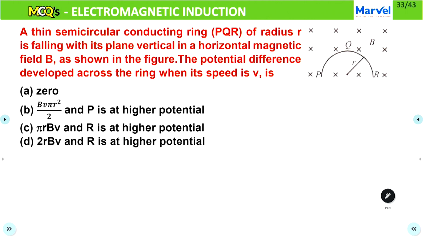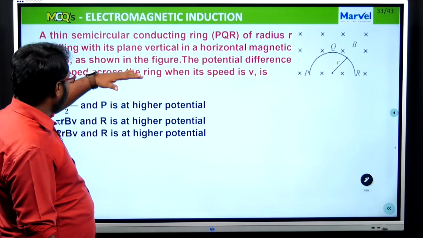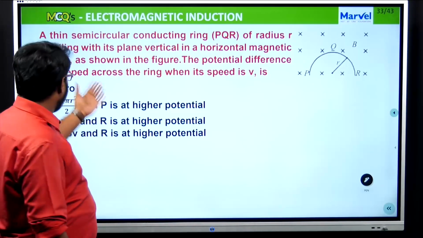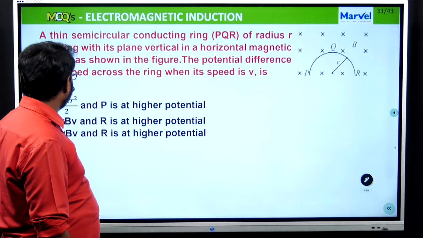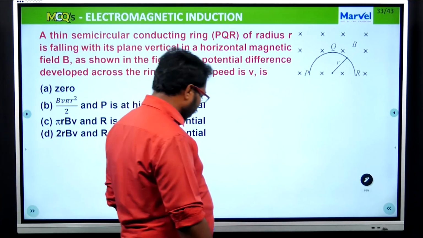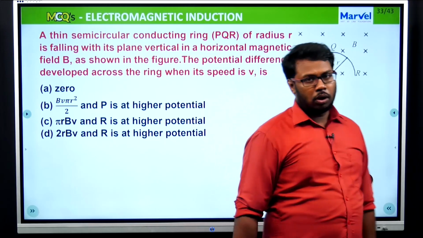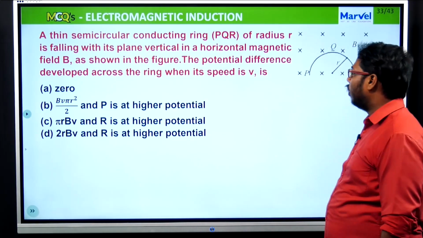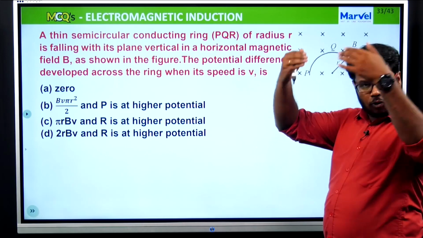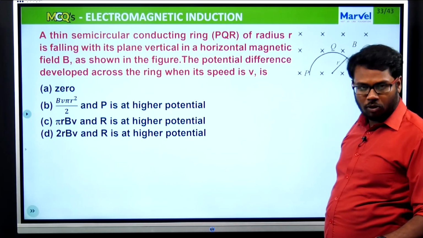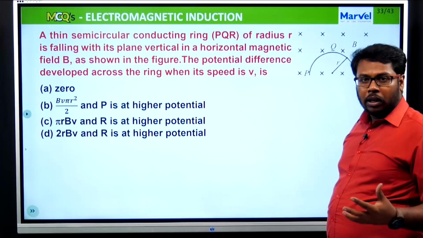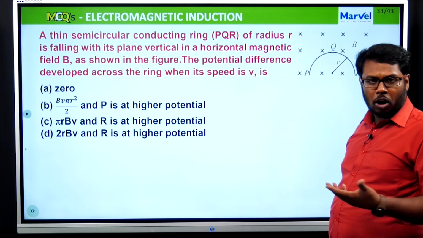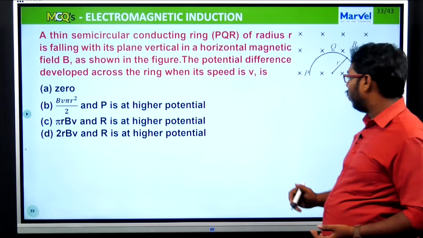In this question, a thin circular conducting ring of radius r is falling in a vertical plane in a horizontal magnetic field B as shown in the figure. The potential difference developed across the ring when the speed is... So now what we are supposed to do here is, because of this ring falling vertically in a uniform magnetic field, we have to find the EMF that is going to get developed across the ends of this wire.